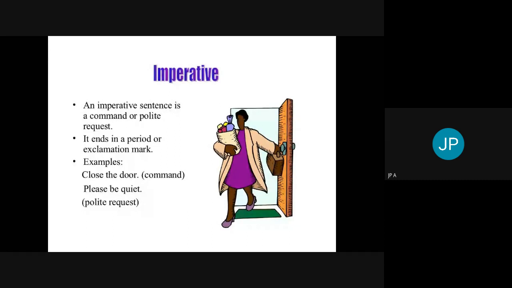Okay, when I am requesting or making a command, it can be you. It is always you. You can be either singular or plural.